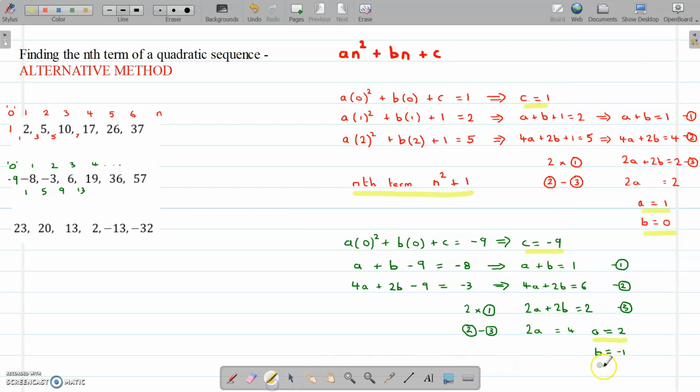All right, so all I've got to do now is go back to the general form, and for this one the nth term is going to be this rule here. Let's just write it down here. The nth term is going to be an squared, so it's 2n squared. And then we've got b is -1, so it's -1n or -n, and c is -9. 2n squared minus n minus 9, and that is the nth term rule for the second sequence.